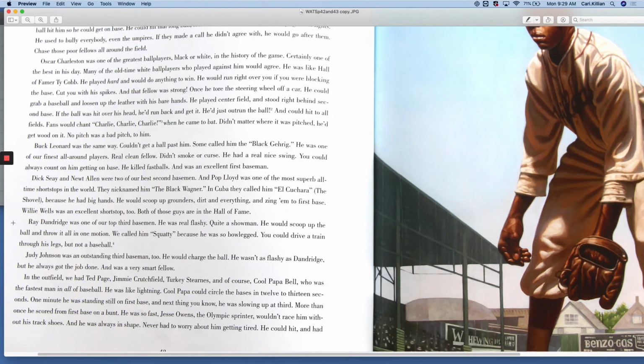Judy Johnson was an outstanding third baseman too. He would charge the ball. He wasn't as flashy as Dandridge, but he always got the job done and was a very smart fellow.